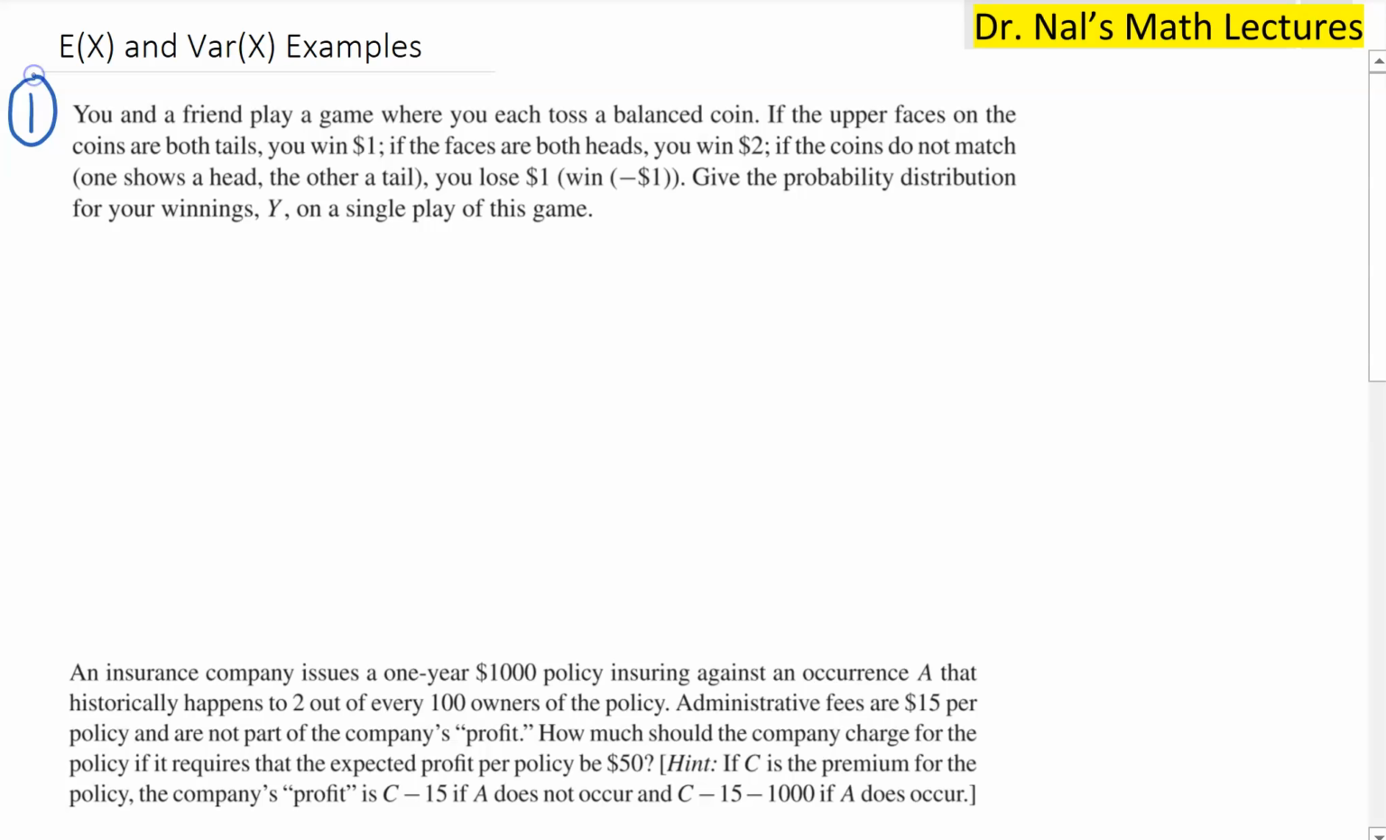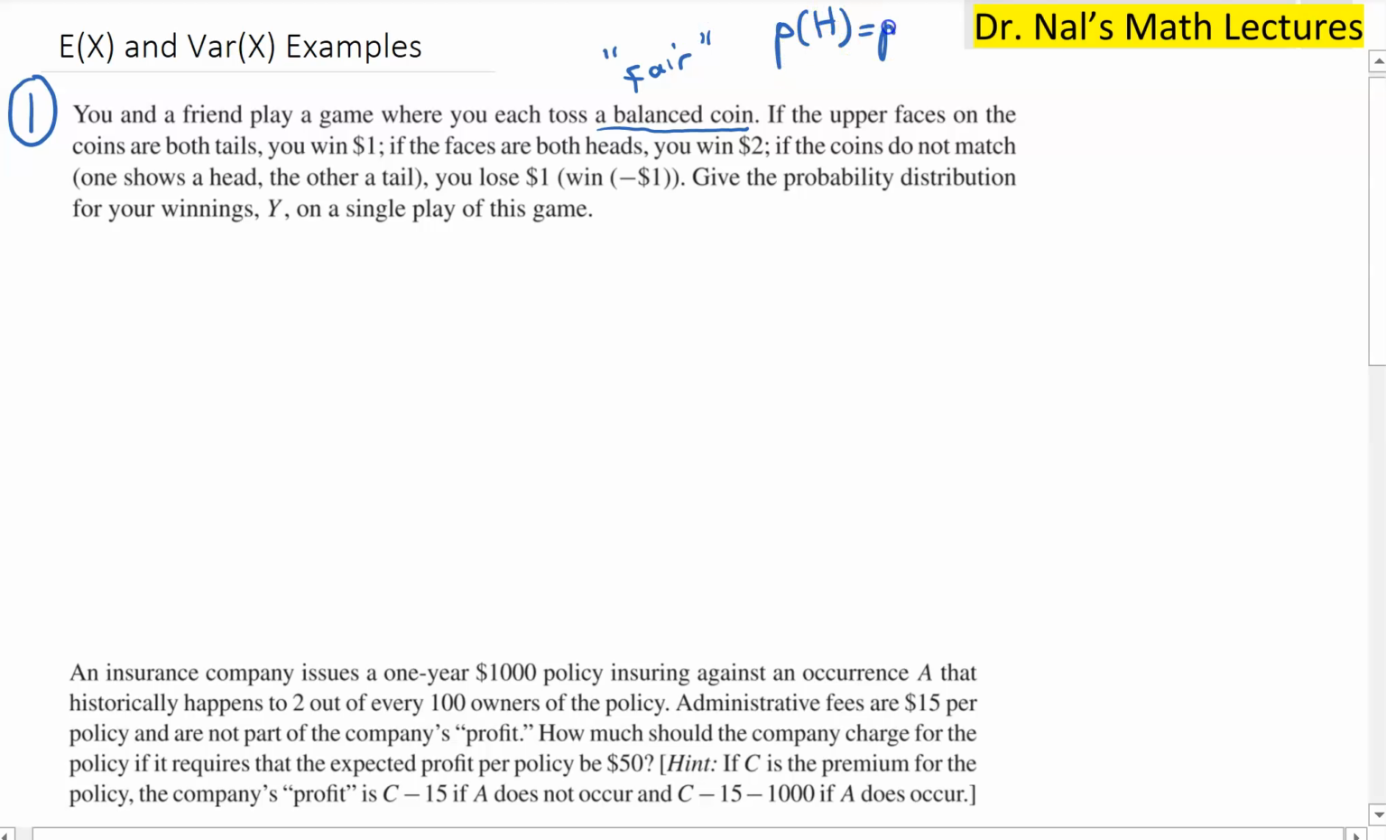So number 1, you and a friend play a game where you each toss a balanced coin. A balanced coin is also referred to as a fair coin. What it means is when we say a coin is fair, the probability of heads is equal to the probability of tails, and both of these are equal to 1/2. So probability of heads is 1/2, probability of tails is 1/2.